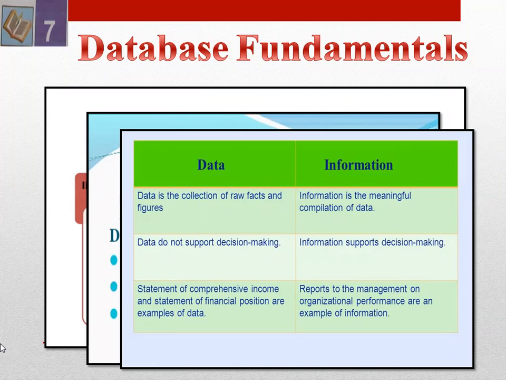Statements of comprehensive income and statements of financial position are examples of data. Reports to the management on organization performance are an example of information. So data is unprocessed raw facts about a particular entity, and information is the processed form of data. Information is a processed form of data. Data is used as input in the computer, and information is the output of the computer. Data is not meaningful. Information is meaningful.